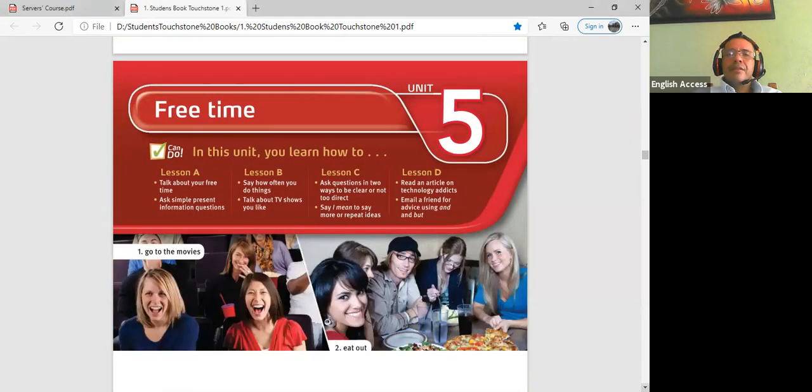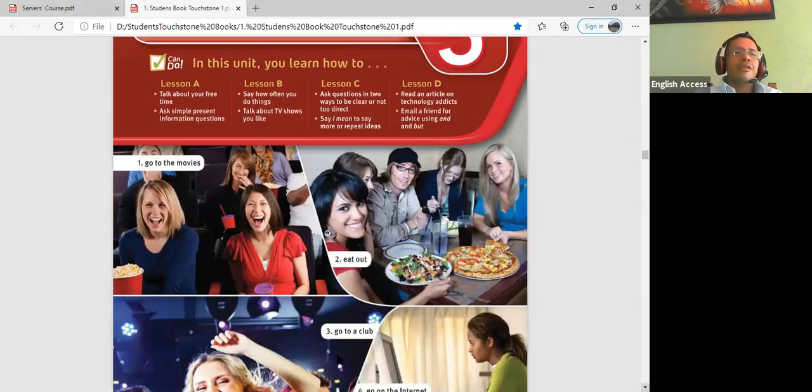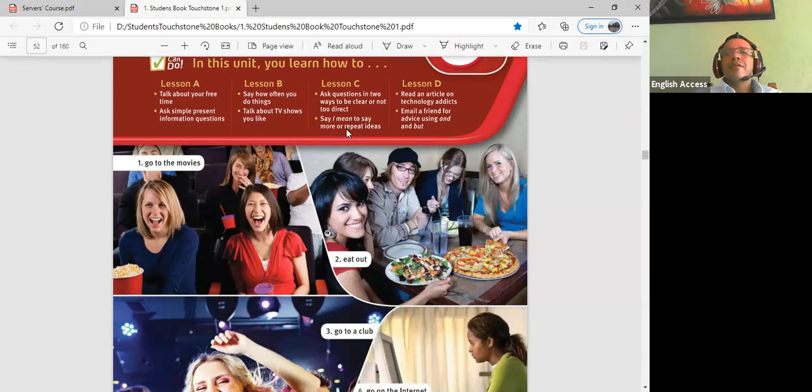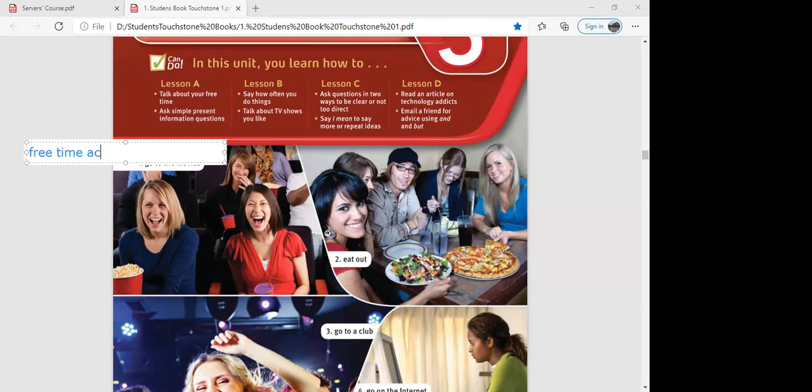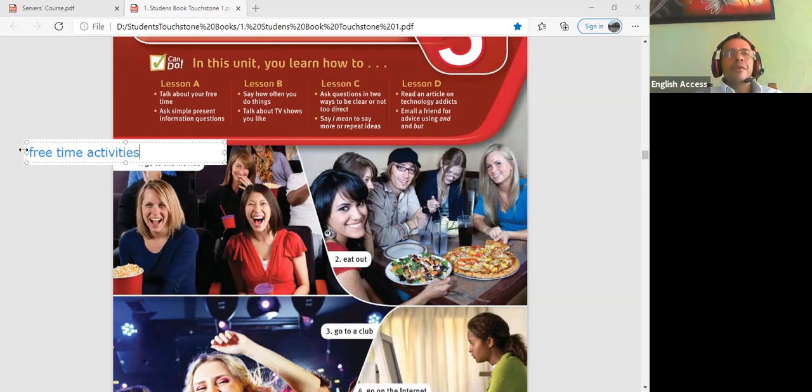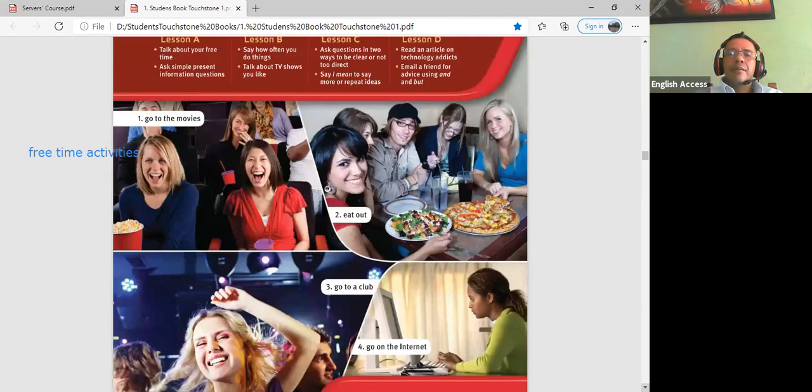Okay. Then you have four pictures. So remember, today we are talking about free time activities, something that you do in your free time when you don't work or don't have responsibilities. Free time. You'll see these pictures here. On these pictures, you need to look at the people and see what they're doing, right? Seems like they are having fun, right?